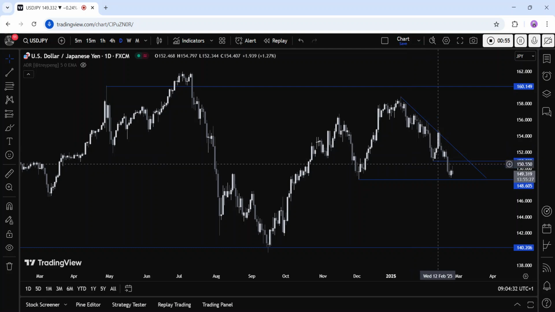On the JPY side, nothing has changed fundamentally, but the Japanese yen has been supported across the board by the risk off sentiment, which continues to drive treasury yields lower.